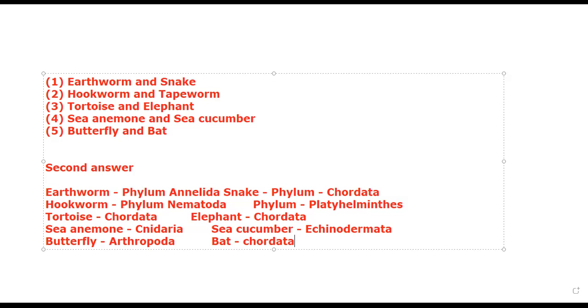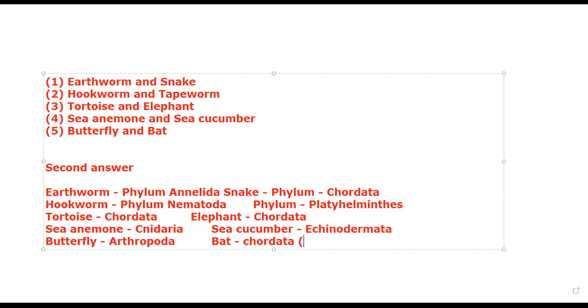Tortoise looks something different. Elephant looks something different, the way they look different. If we look only at the external appearance and decide they are different, what kind of classification is that? Artificial classification. Now these people have taken butterfly and bat as a combination.